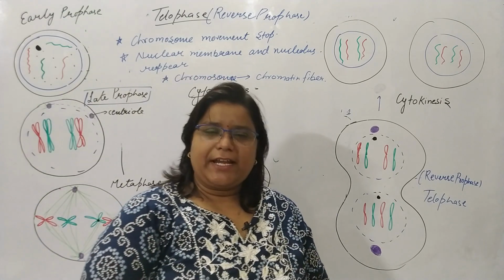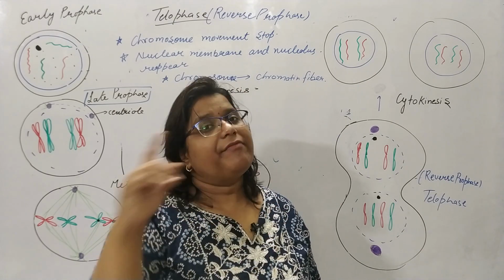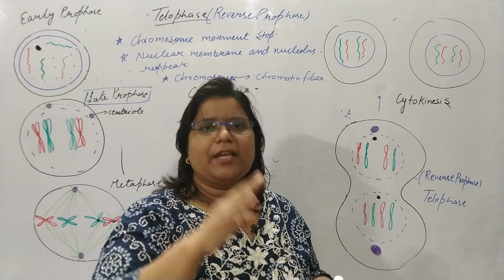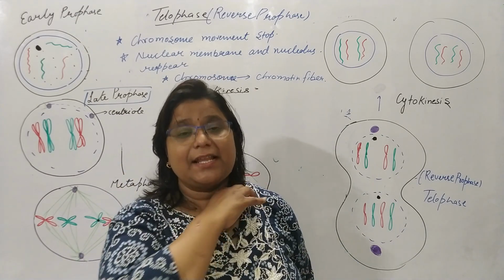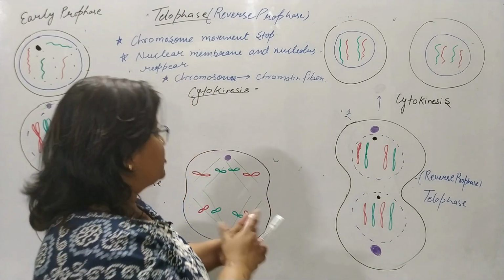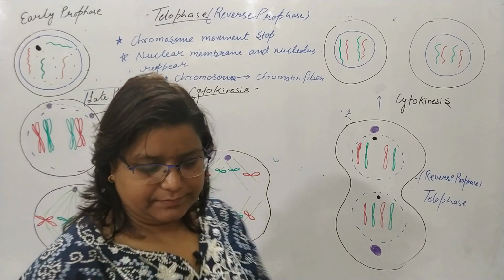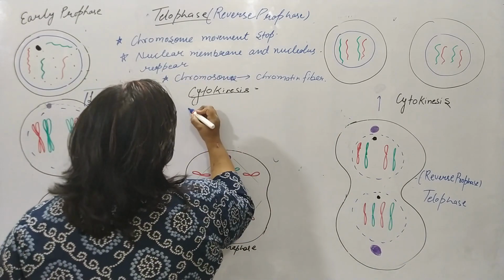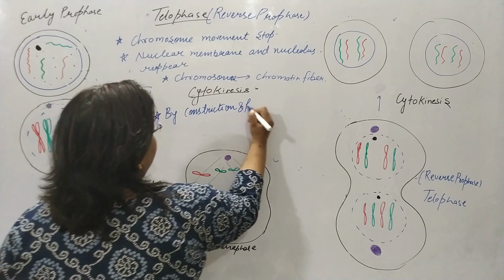So we will write the cytokinesis is done in the animal cell especially by the constriction and the furrow formation. Whereas in the plant cell cytokinesis differs. Okay, in the plant cell it is formed by the cell plate formation, but whereas in the animal cell the cytokinesis is formed by the constriction and the furrow formation. So cytokinesis by constriction and furrow formation.